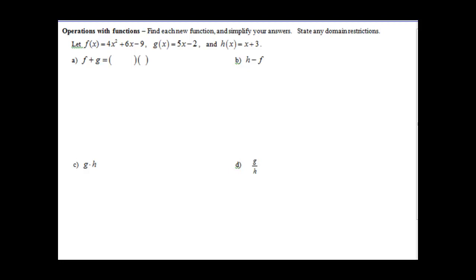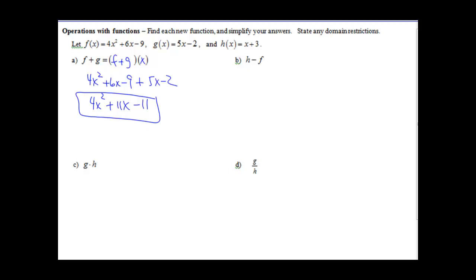Last thing, putting this all together and looking at operations. So now we want to add, subtract, multiply, and then divide, taking each new function. So I'll do 2 of them, you do the next one. If we're looking at f plus g of x, we're just going to add the 2 functions. So we're going to take the f function, which is 4x squared plus 6x minus 9, and add that to the g, which is 5x minus 2. So we get 4x squared plus 11x minus 11. There's no radicals, there's no division, so we have no restrictions.